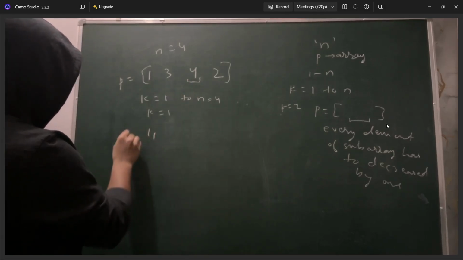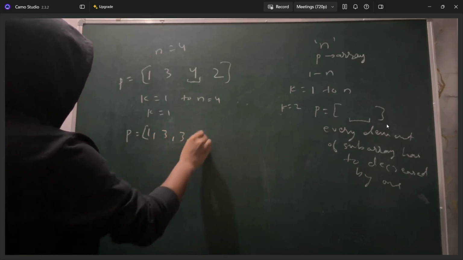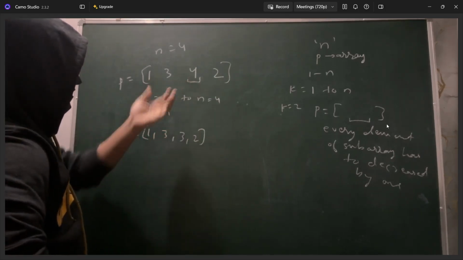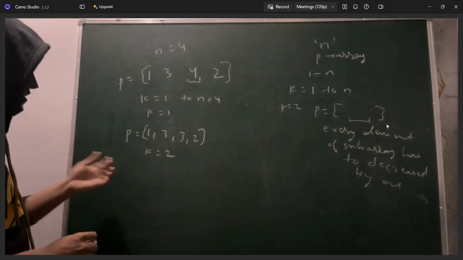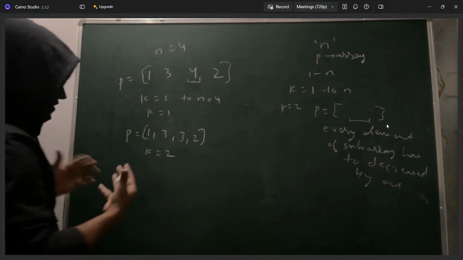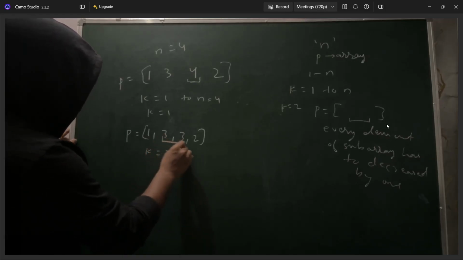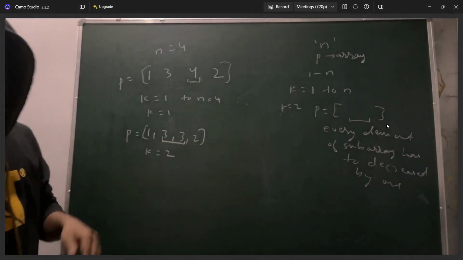So your array will look something like this, right? Because 4 has decreased to 2. Now you're doing the operation for k equal to 2. 2 means you have to choose a 2 length subarray. So let's say you have chosen this 2 length subarray. Now you want to decrease every element of that subarray by 1.